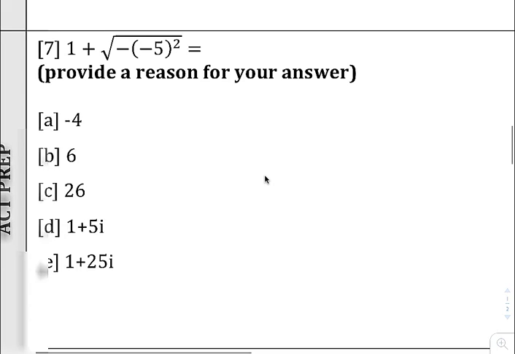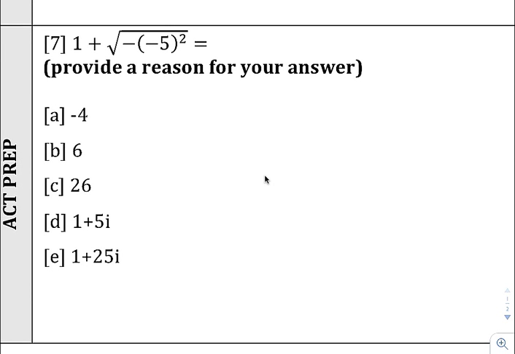All right, last two, ACT prep. So more number work here. If 1 plus the square root of the square root of negative 5 squared, we want the actual value for that. And so this is probably going to require us just to actually work it out.